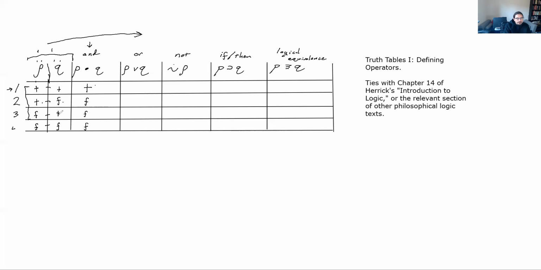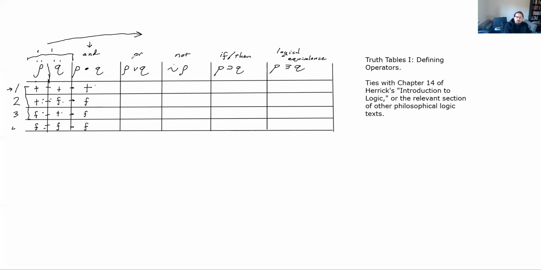But what we see here is that when P is true and Q is false, that gives us a false statement. When P is false and Q is true, that gives us a false statement. When they're both false, that gives us a false statement. Okay. So that's the basics. And the and is, I think, just about the simplest one to understand of these. Next up, let's look at P or Q.